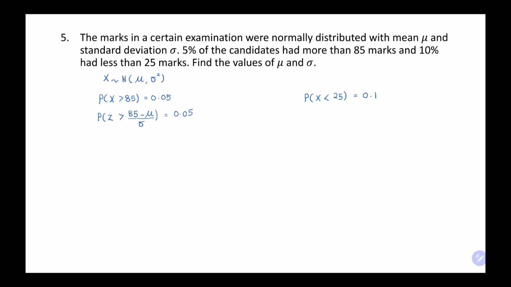To find the value for Z, we need to sketch the curve for 0.05. 0.05 is a small area. Z is greater than, and the area is 0.05, so it is small. So here is where we assume (85 minus mean) divided by sigma is this Z value, but it must be greater than this, 0.05. So greater means the area is to the right, and it is only small, 0.05.